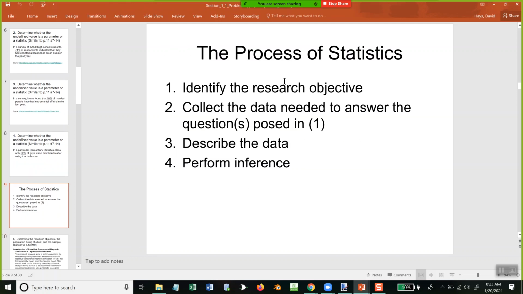Here's generally the process of statistics. Identify the research objective, collect the data needed, describe the data, and then perform inference. Based upon the data, infer some kind of result.